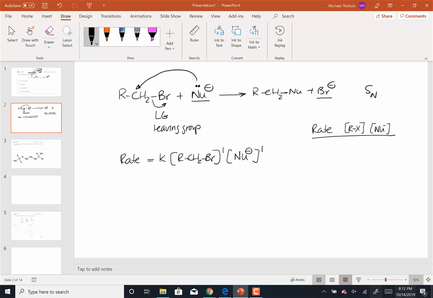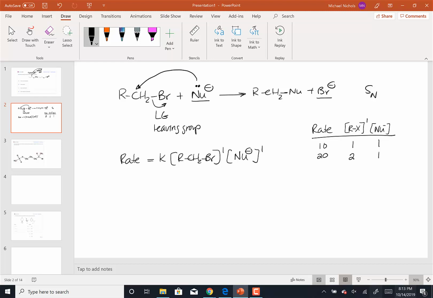And what they did was, I'll just give you some sample data. Maybe they found the rate was 10 when they used 1 molar and 1 molar solutions. When they doubled the concentration of the alkyl halide but kept the nucleophile concentration the same, they found that the rate doubled. And that means that when you double the concentration of the alkyl halide and the rate doubles, mathematically it is to the first power. So anything to the first power, if you double the concentration, you will double the rate.